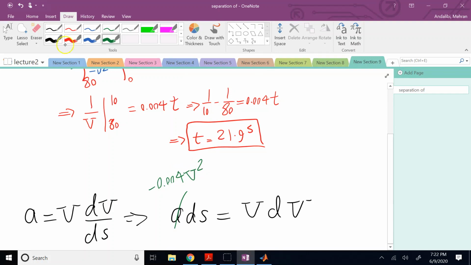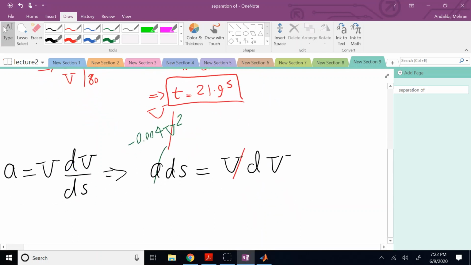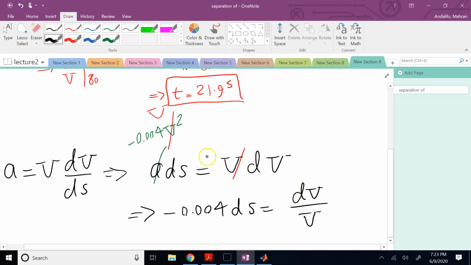And what I can do is I can get rid of one v term from both sides. And then I bring all the v's on one side and keep the s on the other side. So if I do that, I would get negative 0.004 ds is equal to dv over v. Or in other words, I simplify both sides by v squared.